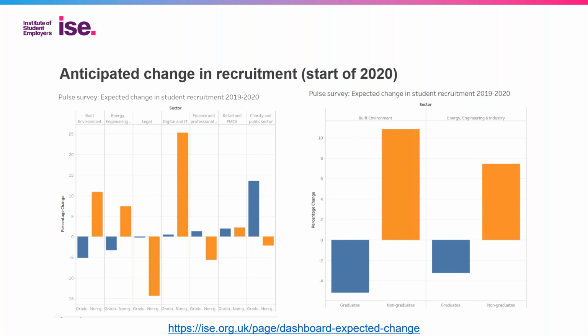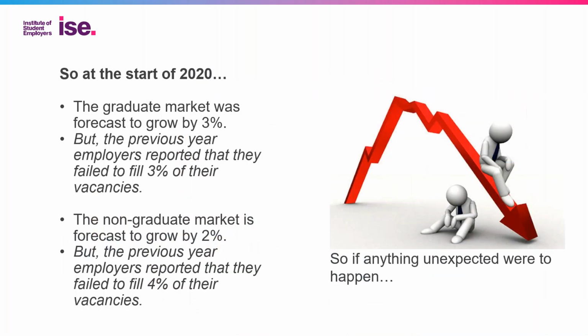Now that wasn't the pattern right across the market, but it is an important thing to pick up for these sectors. So if we look across the whole market, what we can see is that the whole market was forecast to grow for graduates by about 3% and for non-graduates by about 2%. I've also reported here some figures from our previous recruitment survey, which tell us that in general, employers don't fill all the vacancies that they're intending to recruit to.